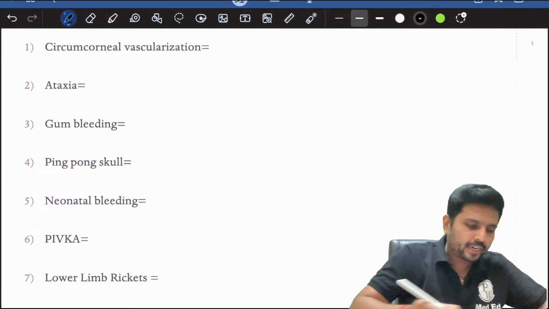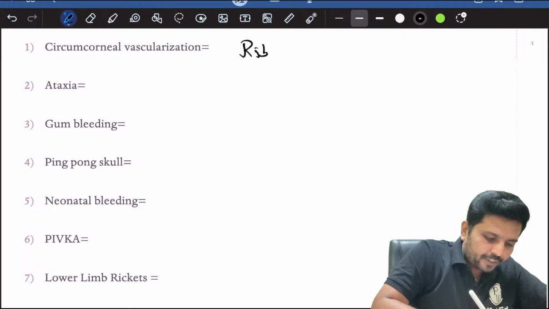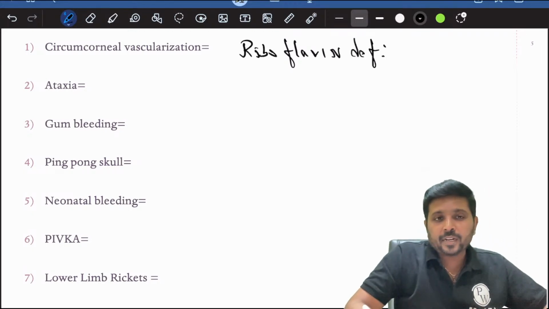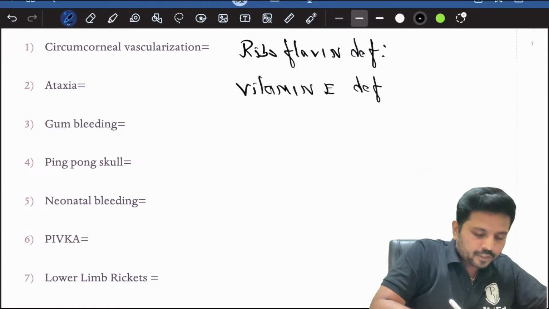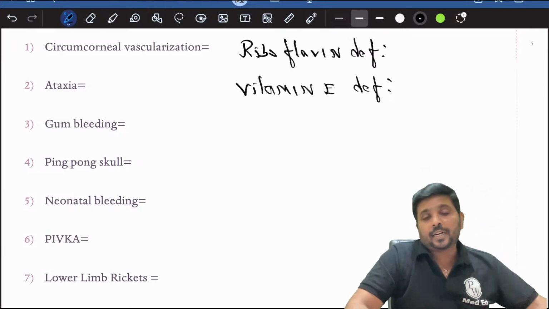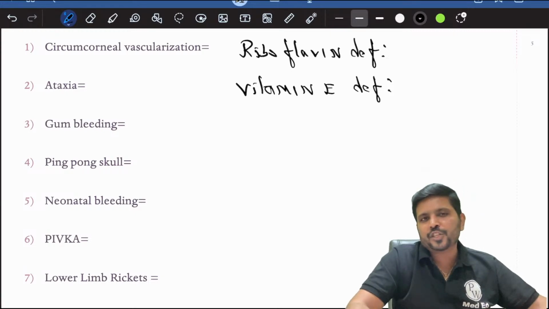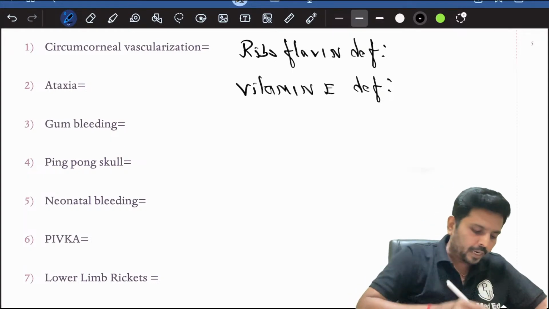Right. Circumcorneal vascularization occurs in which one? Riboflavin deficiency. Again, which vitamin deficiency causes ataxia? Again, vitamin E. Vitamin E deficiency causes ataxia. Unknown ataxia with unknown causes should be evaluated for vitamin E deficiency, which can be due to malabsorption that can occur as a result of pancreatic insufficiency also.